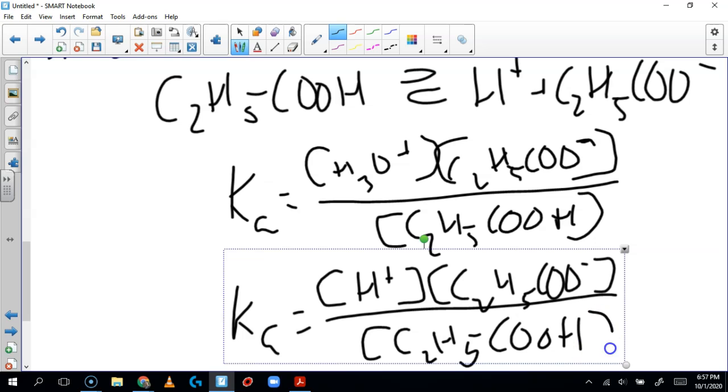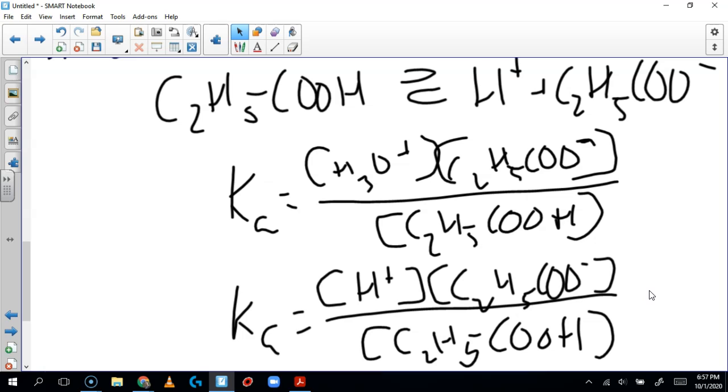Okay. So there it is, a little practice for writing reactions and a little practice writing equilibrium expressions. Hope this helped.